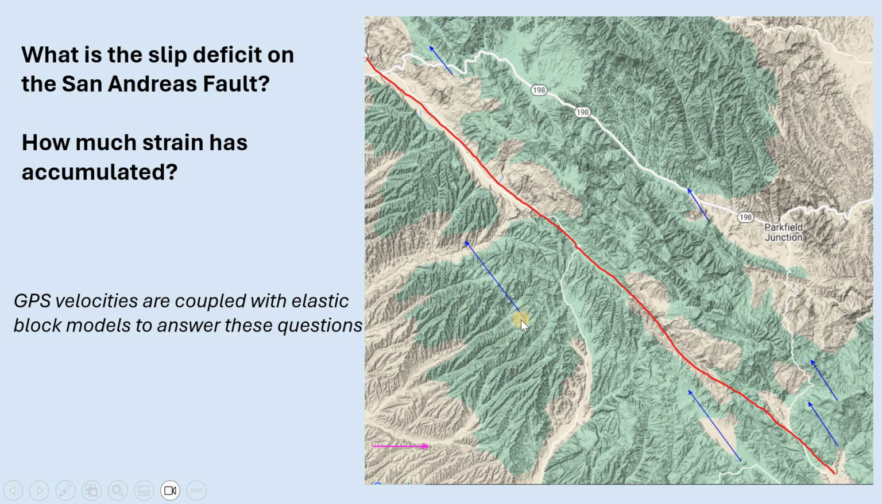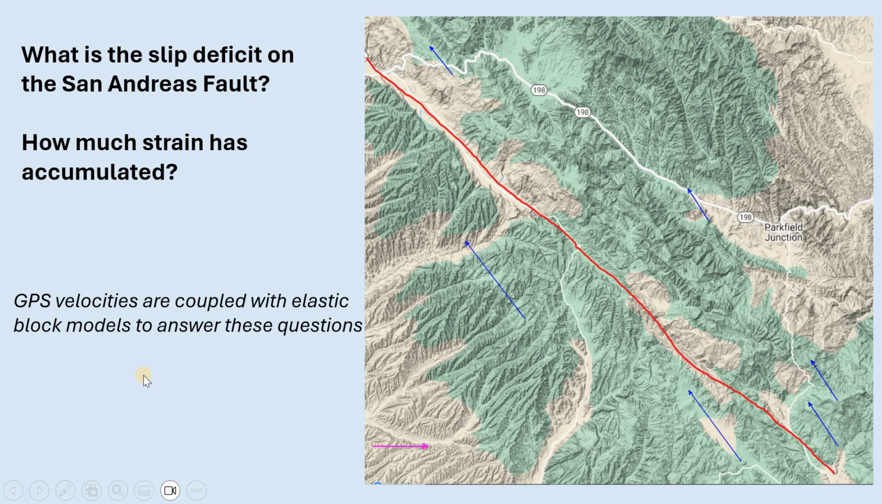That makes it hard to actually answer that question, right? How much of what we're seeing here, these GPS velocities, is due to the actual plate slip rate? How much of it is due to the actual pattern of locking, the amount of coupling, or the locking depth on this fault? So answering these questions actually requires what we would call an elastic block model.